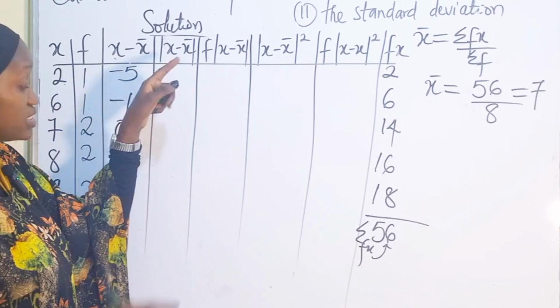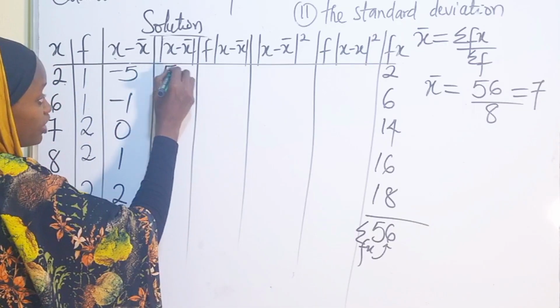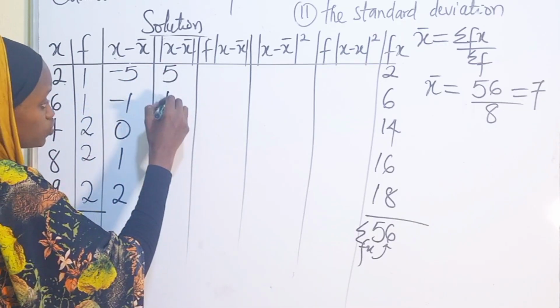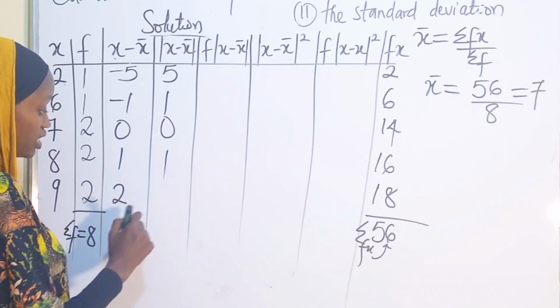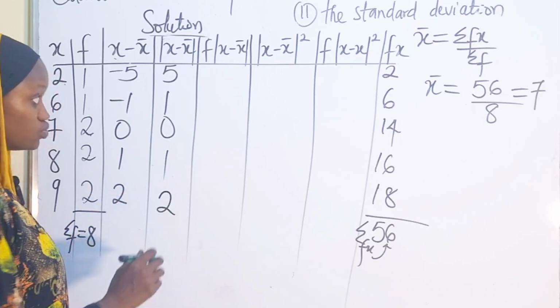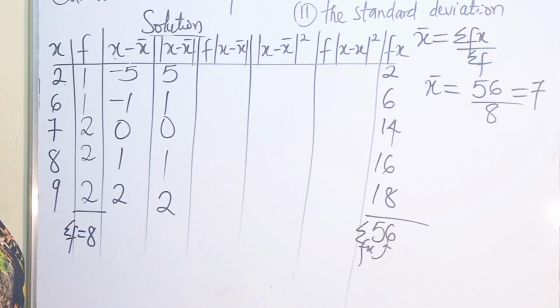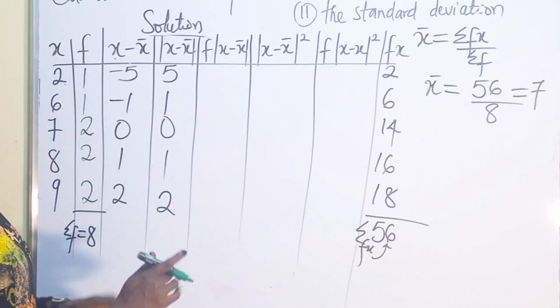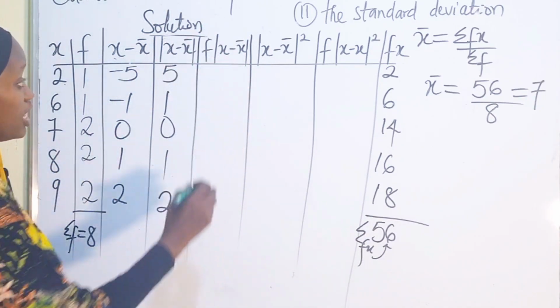Now, the next column is absolute value of x minus x bar. So the absolute value of minus 5 is 5. Absolute value of minus 1 is 1. Absolute value of 0 is 0. Absolute value of 1 is 1. Absolute value of 2 is 2. So we have this column complete. Now let's go to the next column. I want us to complete this table before we start solving for the mean and standard deviation.